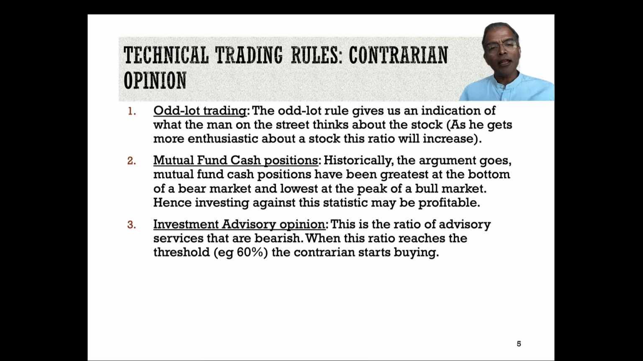The second indicator looks at institutional investors because institutional investors can also be irrational. Here you look at cash positions held by mutual funds. Most mutual funds are required to invest in equities. That's all they're allowed to do.